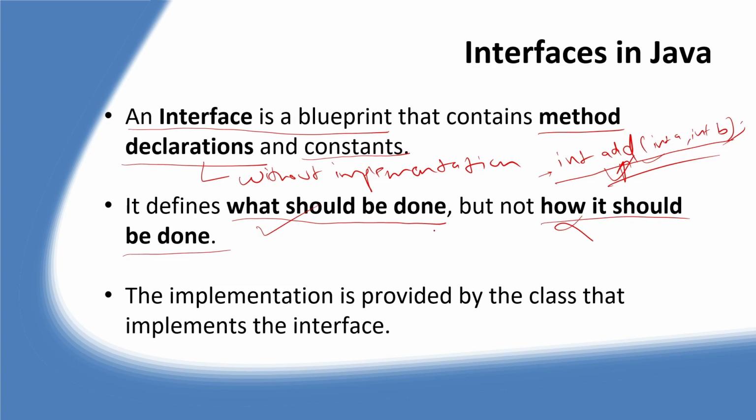Then you must be thinking, okay, we have the method declaration, but who will provide the method definition now? This question comes to mind: who will define the method definition, and where will we define it? The answer to that question is the third point: the implementation is provided by the class that implements the interface.